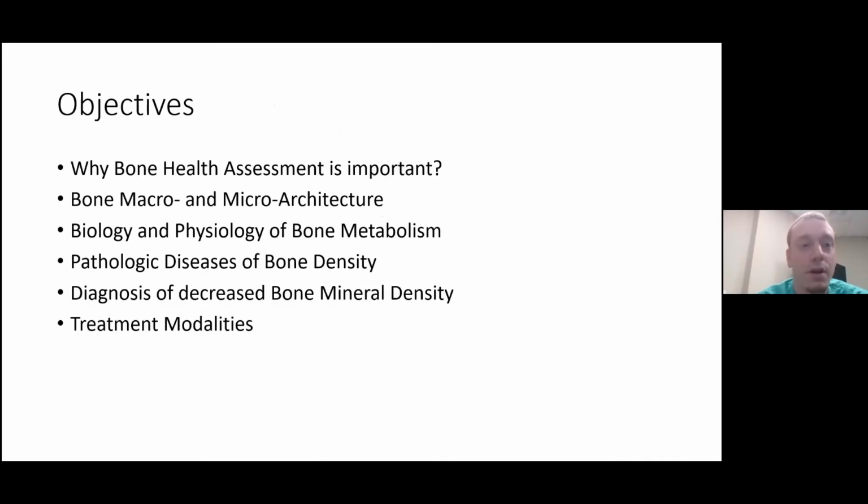Here's a brief outline of the talk for today. We're going to talk about why bone health assessment is important. We're going to review the bone macro and micro architecture, and also touch on the basis of the biology and physiology of bone metabolism. Then we'll review some of the pathologic diseases that affect bone density and how we can diagnose them. And at the end, we'll talk about some treatment modalities, especially pharmacological treatment.